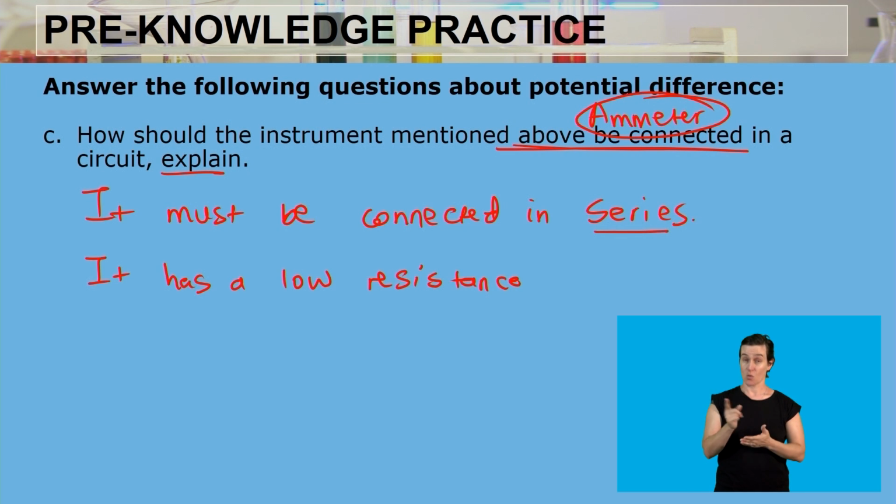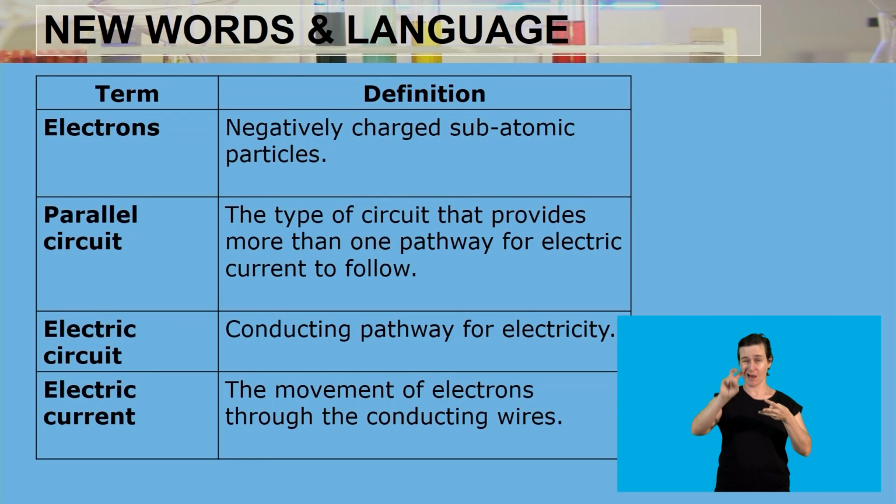So whenever we're trying to measure the current in any circuit diagram, be it a parallel circuit or a series circuit, the ammeter must always be connected in series because of its low resistance. With all these questions answered, to better explain the main idea, we're going to use words such as electrons, parallel circuit, electric circuit, and electric current.